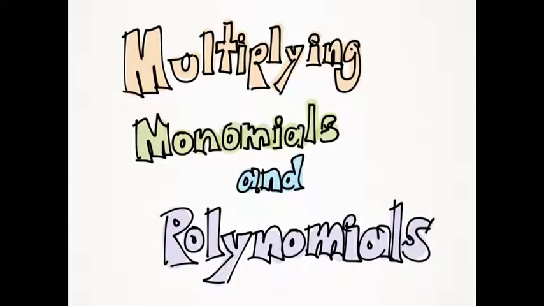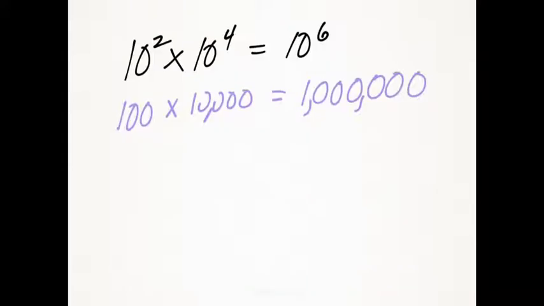Multiplying monomials and polynomials. As you can see by this example here, we have a base of 10 and then we have exponents 2 and 4. And all we've done really to get from when we multiply is to add the two numbers together. So 2 plus 4 is 6. And we have our evidence down here.